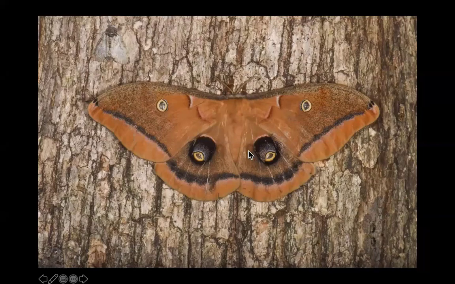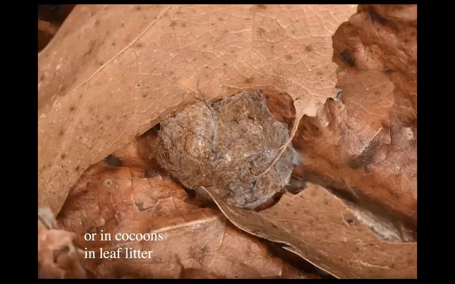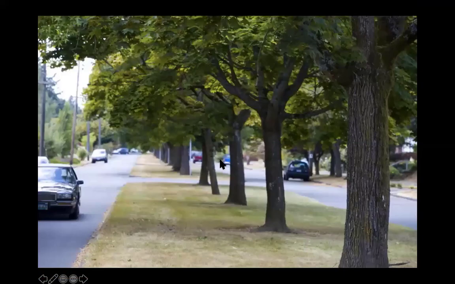I wish everything did that, but most species don't. 480 of those species, 94%, finish growing, and then they drop from the tree. And they wiggle their way beneath the surface of the soil and pupate underground, or they spin a cocoon in the leaf litter that's under the tree. And that's the problem. There is no leaf litter under the tree.